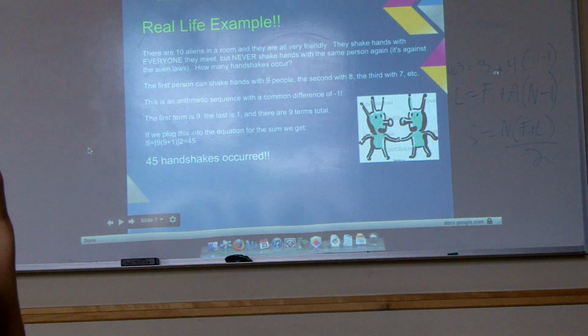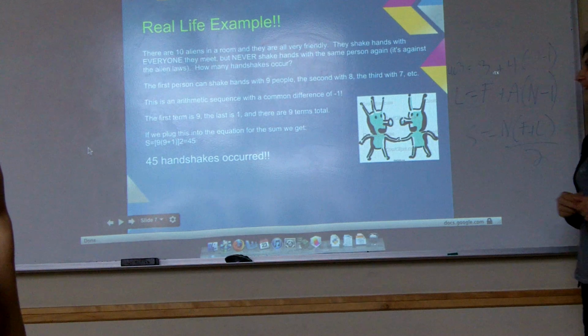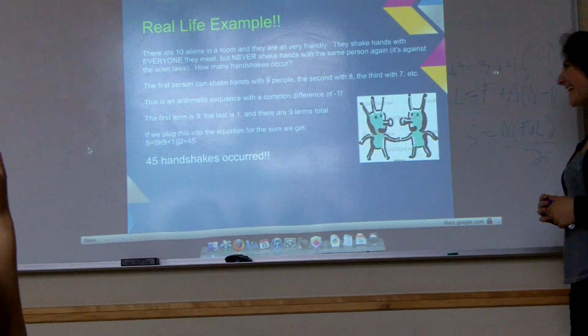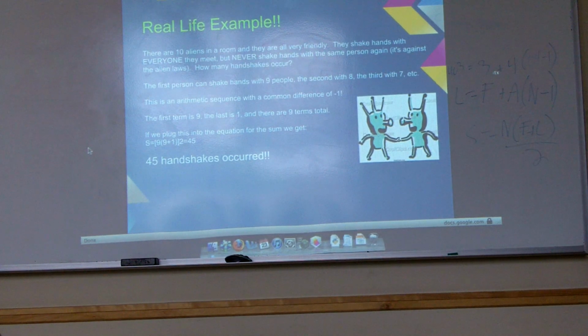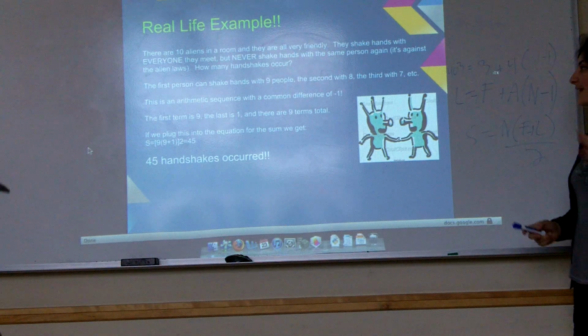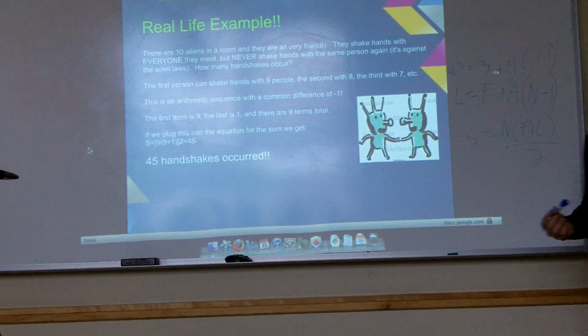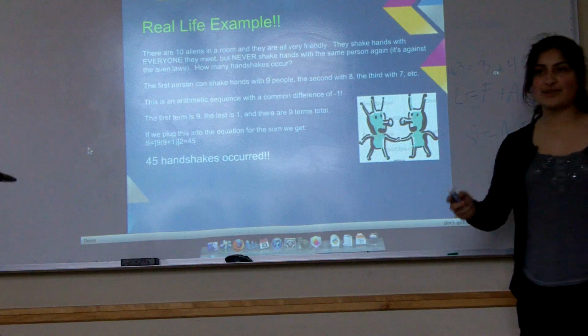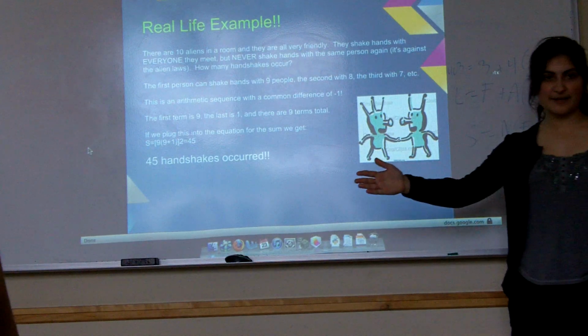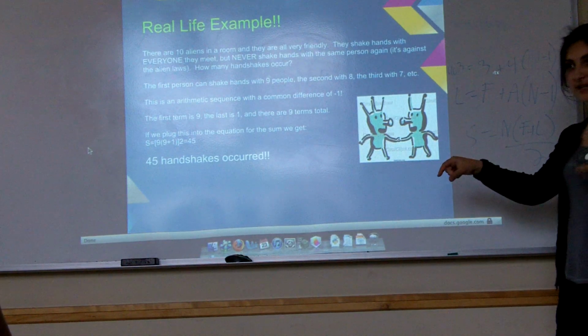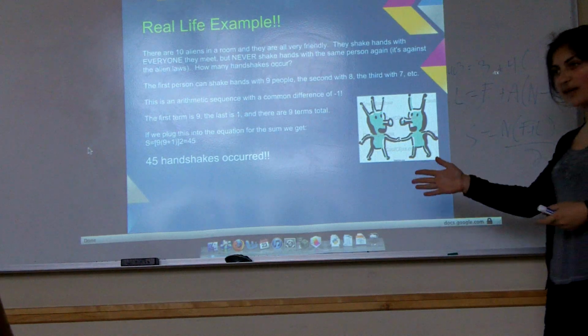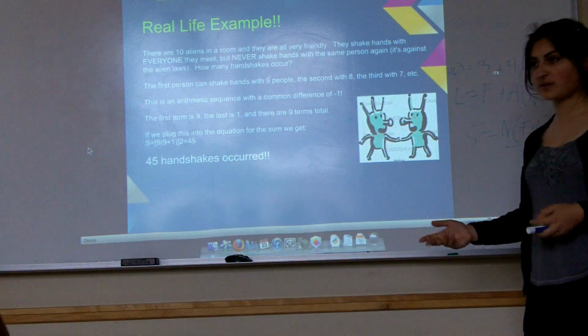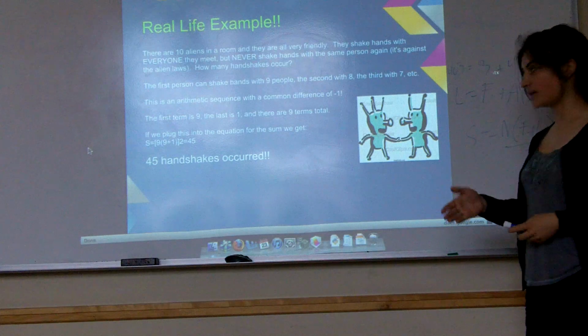Okay, this is a real life example. There are 10 aliens in a room. They're all very friendly. They shake hands with everyone they meet, but never with the same person again because it's against their laws. So the first person, if there's 10, can shake hands with 9 people, right? But the second person has already shaken hands with the first person, so they can shake hands with 8 people, all the way down to the second to last person, who could shake hands with 1 person.